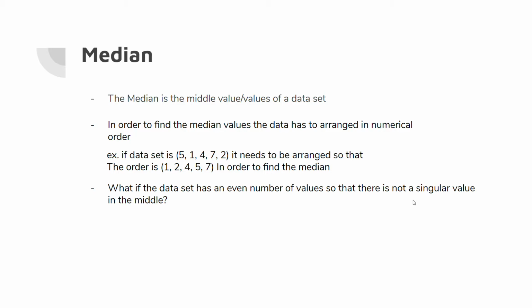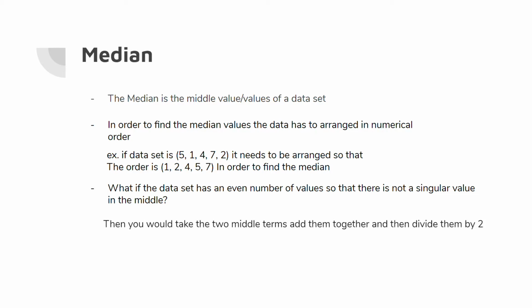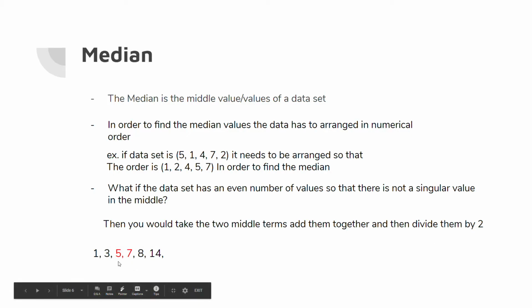What if it had like 6? You know 6 doesn't have an exact middle, right? Well, then you would take the two middle terms, add them together, and then divide those two middle terms by 2.